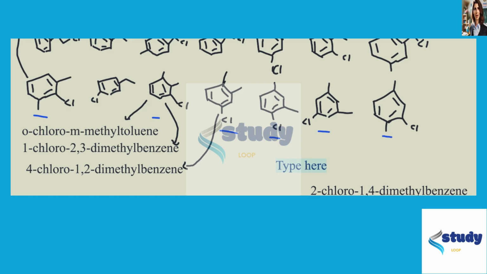Now we can name this starting from the chlorine. Now we could possibly start from the chlorine and work our way around. We could have a 1-chloro-3,5-dimethylbenzene. So that's for the second last one.